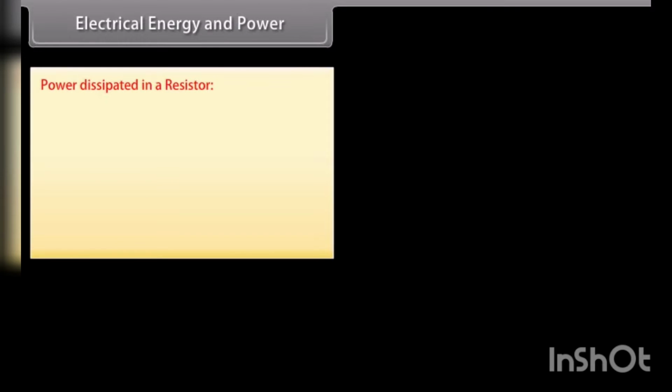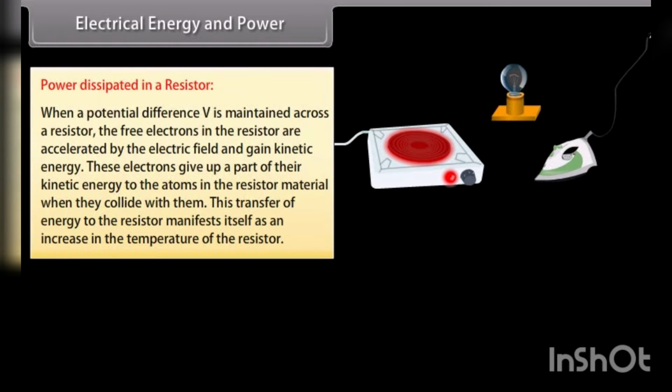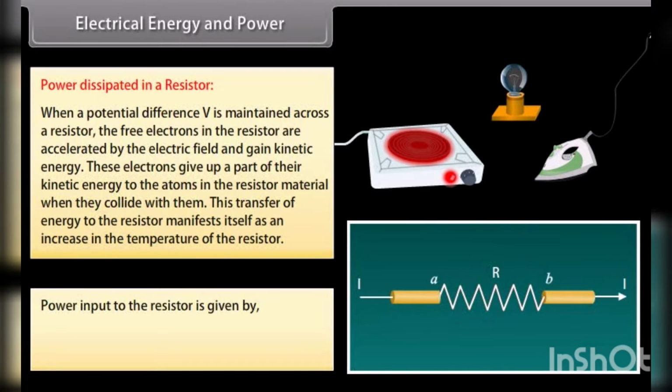Power dissipated in a resistor. When a potential difference V is maintained across a resistor, the free electrons in the resistor are accelerated by the electric field and gain kinetic energy. These electrons give up a part of their kinetic energy to the atoms in the resistor material when they collide with them. This transfer of energy to the resistor manifests itself as an increase in the temperature of the resistor. Power input to the resistor is given by P = VI = I^2 R = V^2/R.